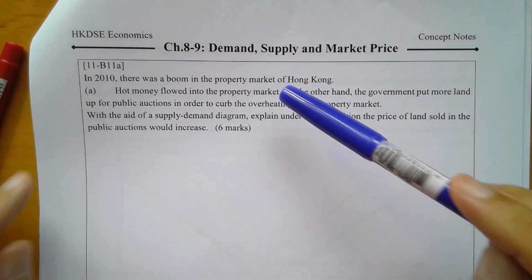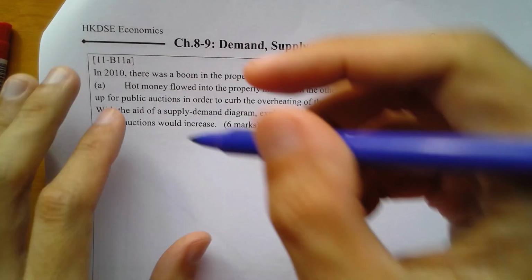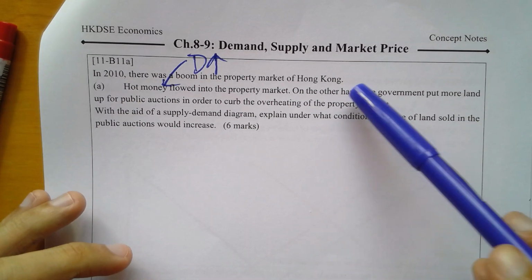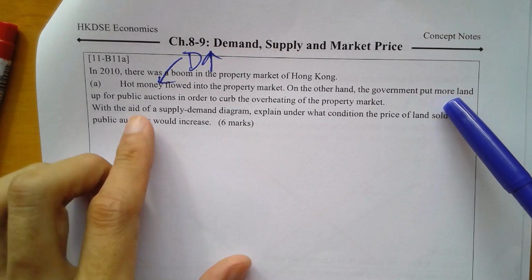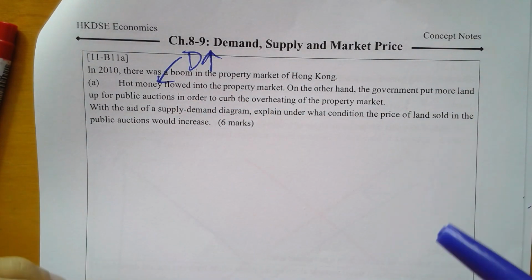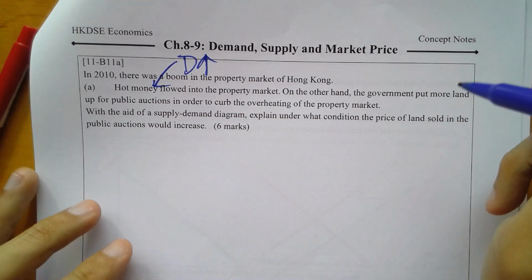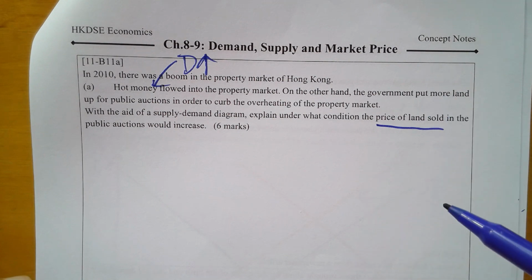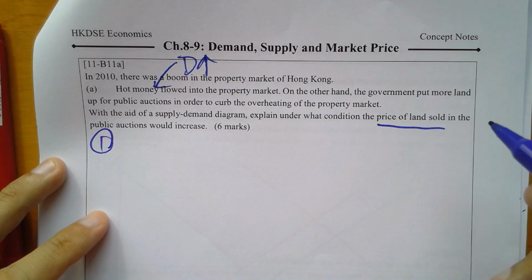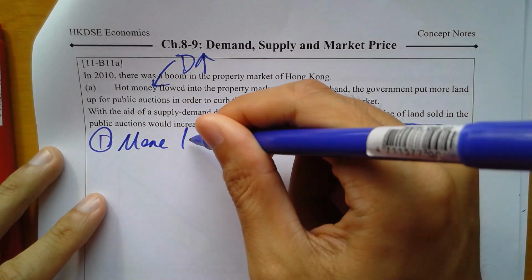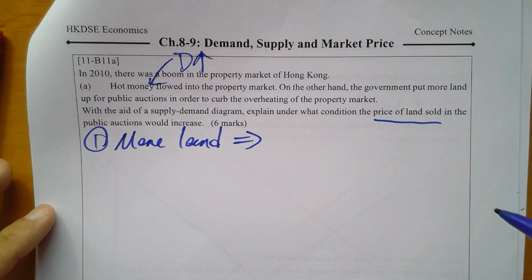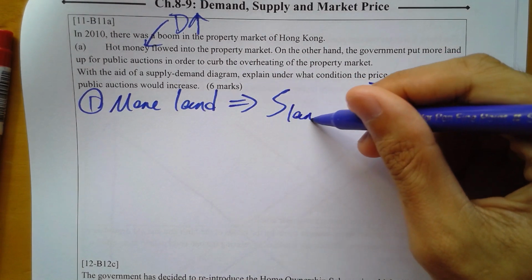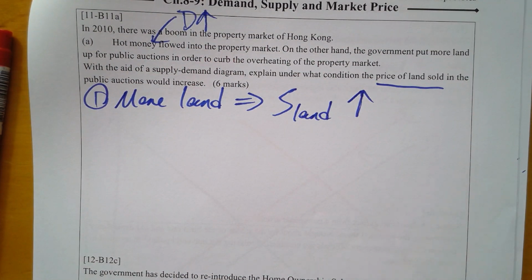There was a boom in property market. Hot money flow into the property market. 嗱，呢叫熱錢啊，hot money. Basically meaning more people want to buy houses. Okay. On the other hand, the government put more land up for public auction in order to curb the overheating of property market. Now here, when they have put up more land, 係咪啊？嗱，price of land sold 啊，係咪？我要睇個 price 會點變啊？嗱，on one hand more land for auction, meaning supply of this so-called land would increase. 係咪 supply of land increases.